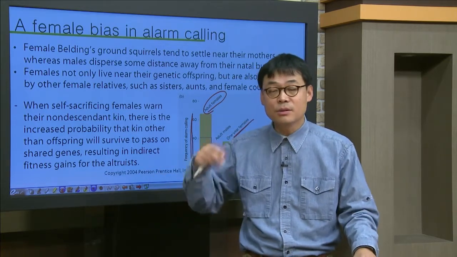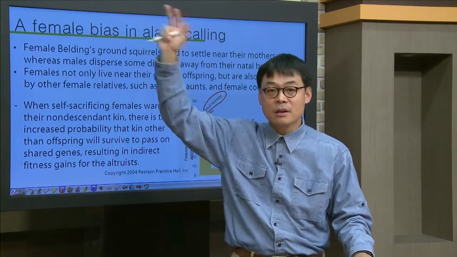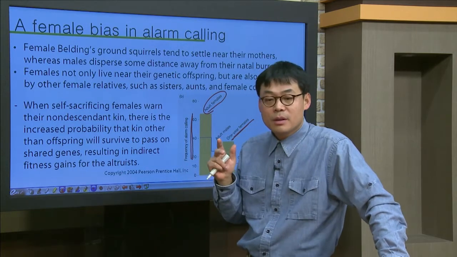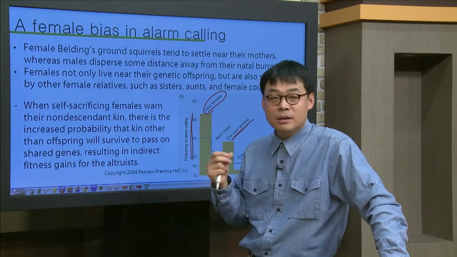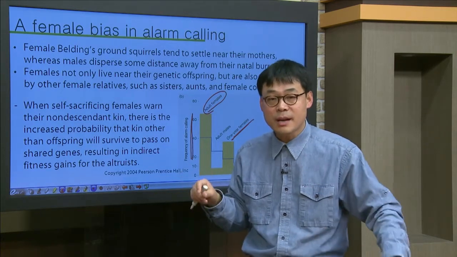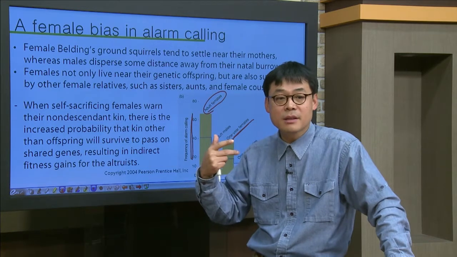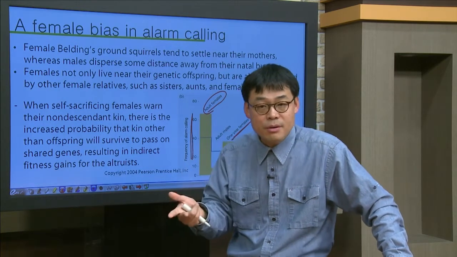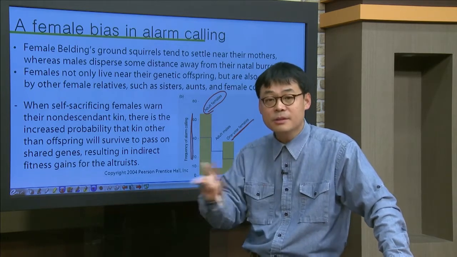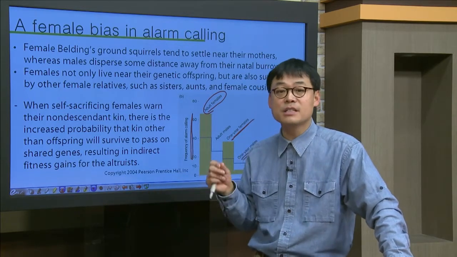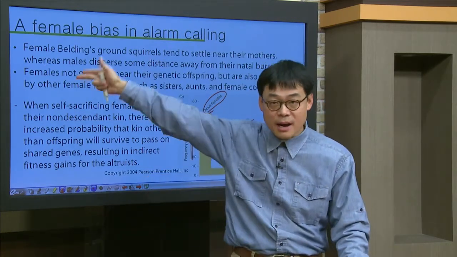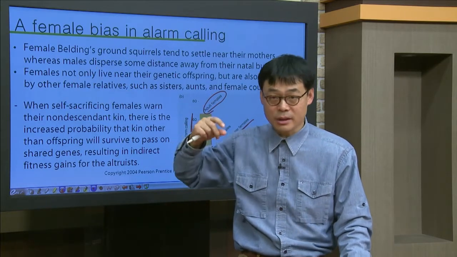But the males disperse far away, so that in the Belding's ground squirrel society, it's an all female-related society. So everybody there is either your mother, your sisters, your aunts, or female cousins. So if you're a female, everybody there is related. But the males are coming from outside. They are not your relatives. They are outside.